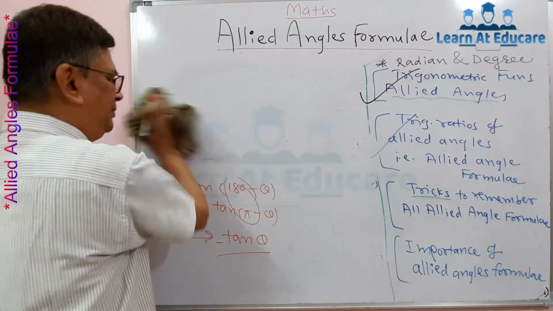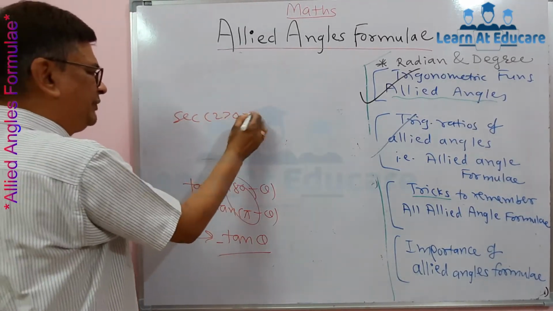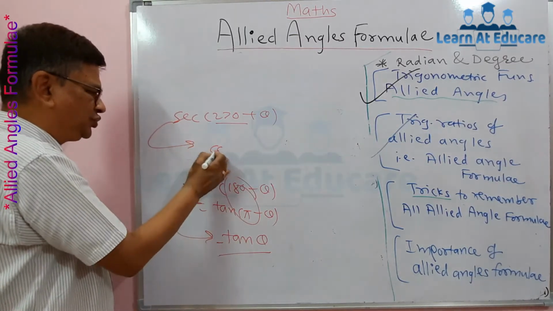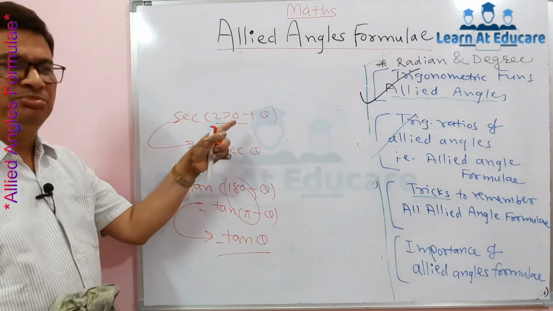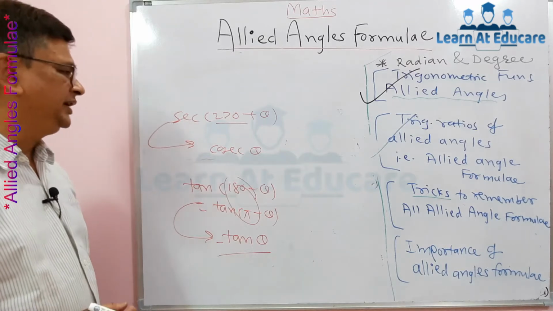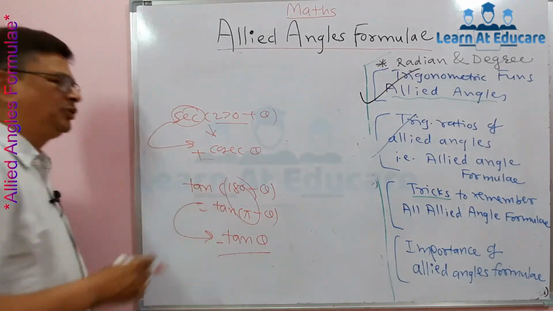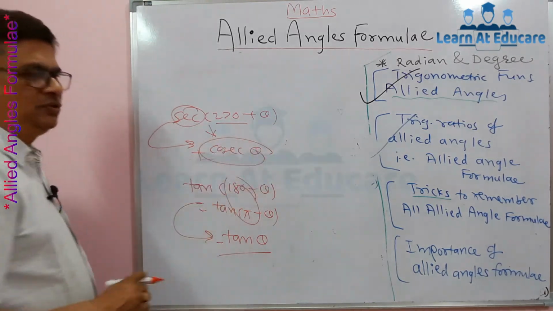We'll take one more example. Suppose you want to find sec of 270 plus theta. Because it is 270, sec will change to cosec theta, and because 270 plus theta comes in the fourth quadrant, where sec theta and cosec theta are positive. This is the value of sec we are finding, so that will be positive. Means sec of 270 plus theta comes as cosec theta.